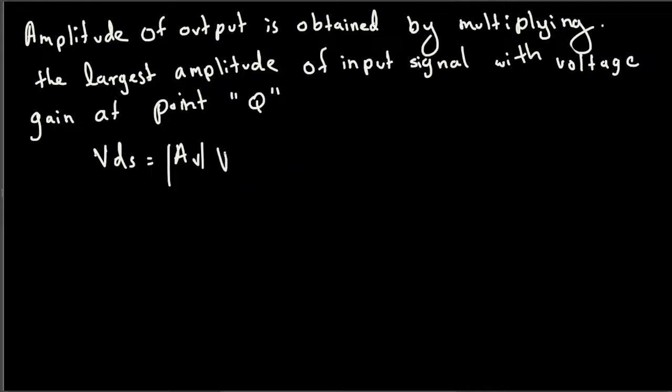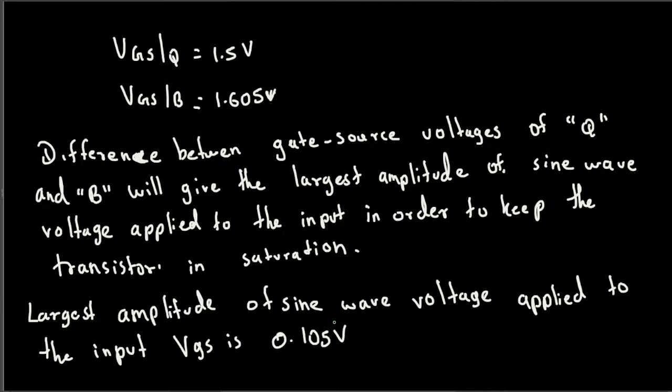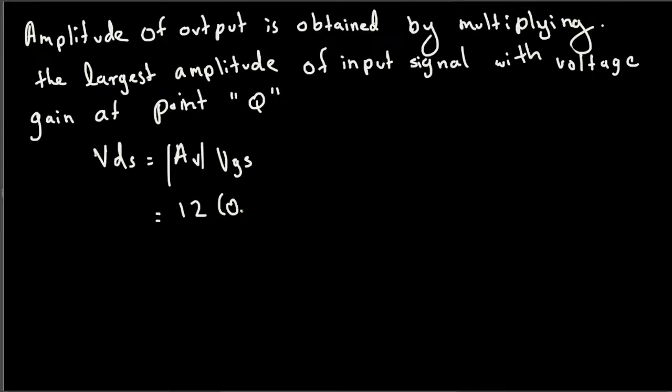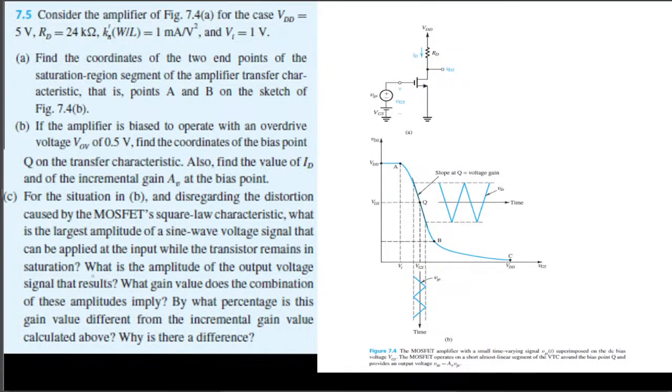Here I'm just going to apply it: the gain I found to be 12, and the VGS we just calculated, 0.105. Apply that over here. That gives us 1.26 volts. That is our VDS, and that is our output voltage signal that results. And the next part is asking what gain value does the combination of these two amplitudes imply.